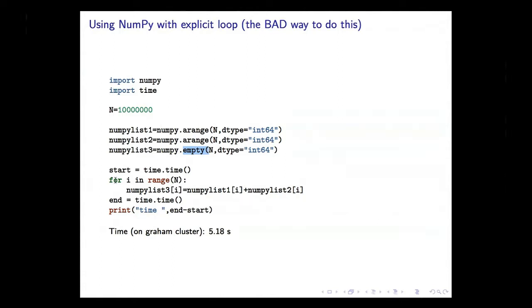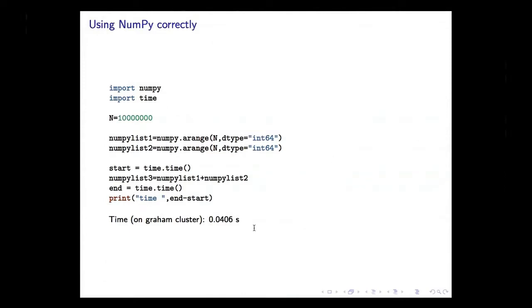And now I do an explicit loop with i ranging from 0 to n-1, and I add the lists element by element, and I time that from here to here. And you can see that it takes 5.18 seconds to do this. So the first thing to notice is it actually takes longer than with an explicit loop in vanilla Python. So this is a very important thing to realize, that just because you're using NumPy doesn't mean that you can get away with using explicit loops. In fact, just the opposite. It seems that explicit loops do even worse. So the proper way to do this is, as we have seen, we want to add two arrays directly.